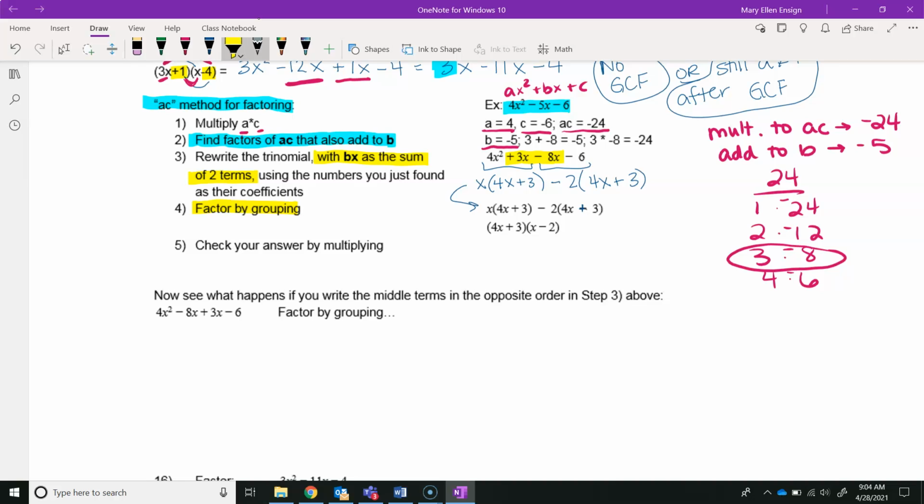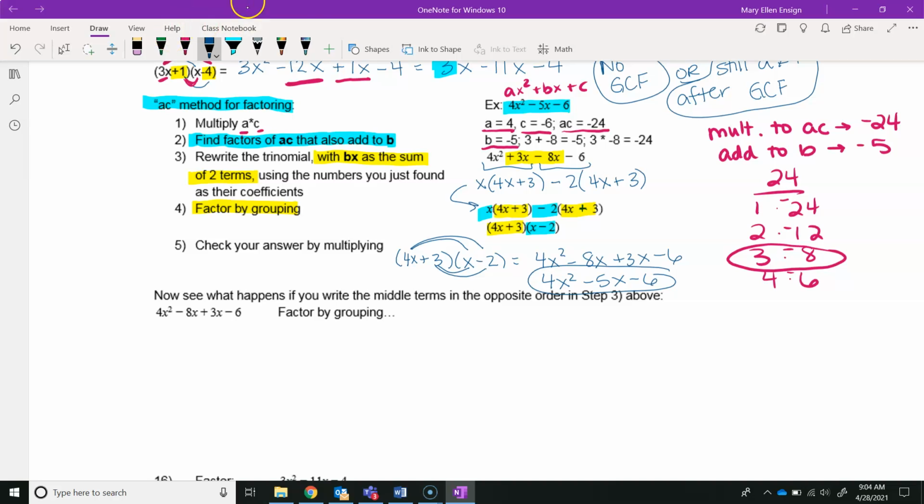So I have 4x plus 3, which is what's in the parentheses, so that's going to go here. What I have outside the parentheses is x and negative 2, so that's going to go there. And you can check your answer by multiplying. If I multiply this back, 4x plus 3 times x minus 2, 4x times x is 4x squared. 4x times negative 2 is negative 8x, plus 3x minus 6. So 4x squared minus 5x minus 6, and that is what I started out with.